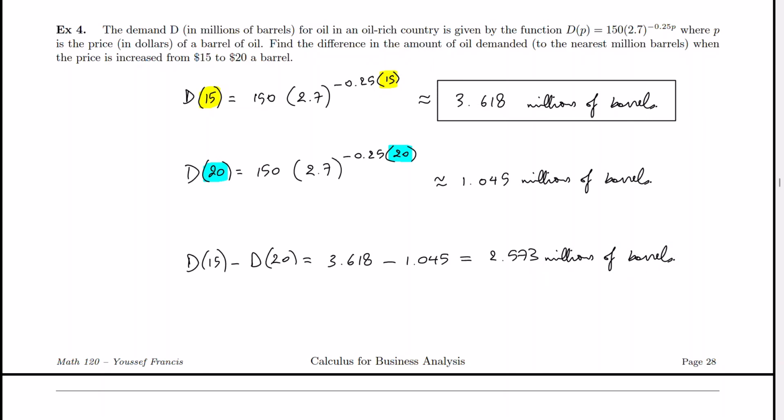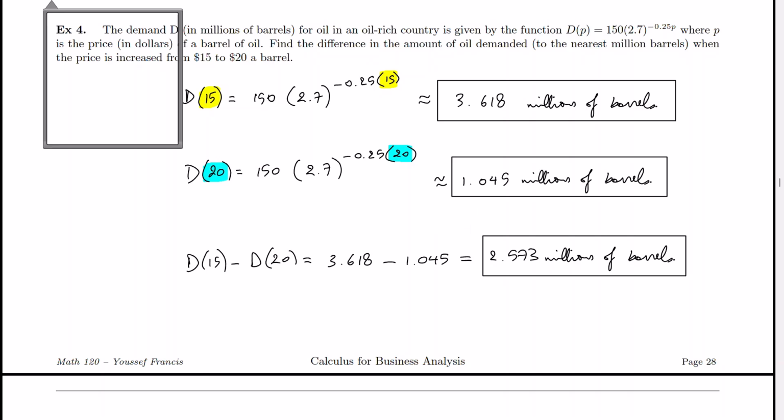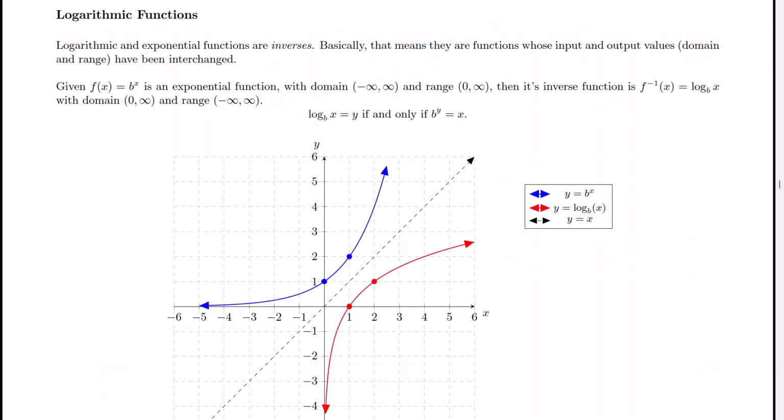So this is a straightforward application of how to plug things into the calculator. And to just remind you that just because we did a few problems with bases with 1 plus r over n doesn't mean that's always the same. The base could be anything. In this case, the base was 2.7. And sometimes the base is e, which is roughly 2.718, and so on and so forth.